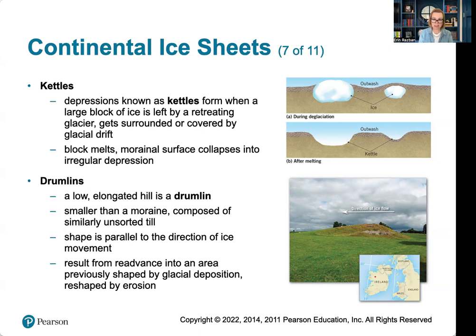Another fascinating depositional feature is the drumlin, a low, elongated hill formed by ice sheet deposition. Drumlins are streamlined in the direction of ice movement, with their steeper, blunter end facing the direction from which the ice came. They typically occur in groups, sometimes by the hundreds. The greatest concentrations in North America can be found in central New York and eastern Wisconsin.